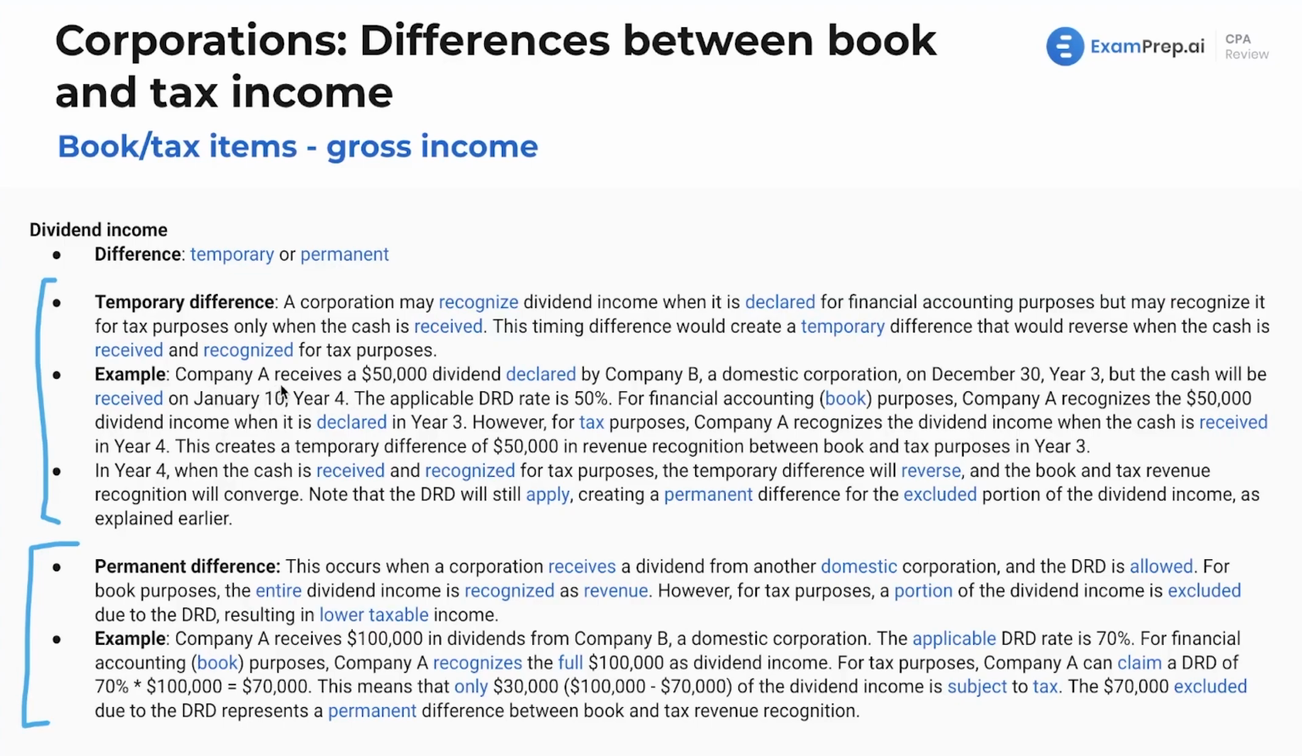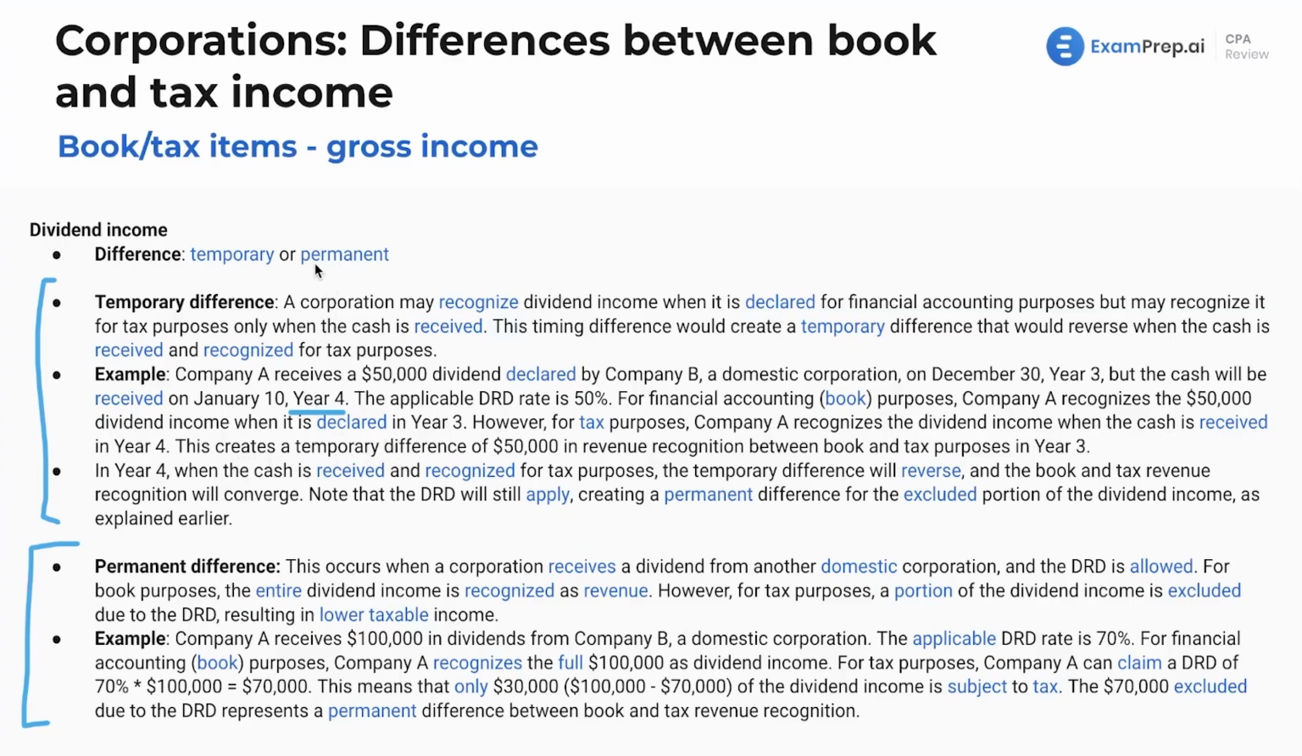Now, an example here. Company A is going to receive a $50,000 dividend declared by Company B, which is a domestic corporation, on December 30th, year 3, but the cash will be received on January 10, year 4. So we are recognizing it for book purposes in year 3, but for tax purposes in year 4. Now, the applicable DRD rate is 50%. For financial or book purposes, Company A will recognize the $50,000 dividend income when it's declared in year 3. However, for tax purposes, Company A recognizes the dividend income when the cash is received in year 4. This is going to create a temporary difference.